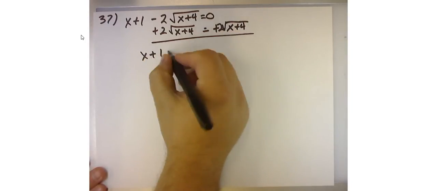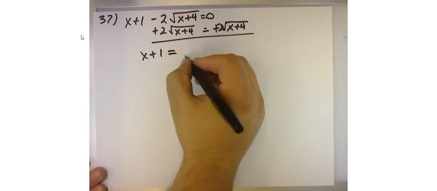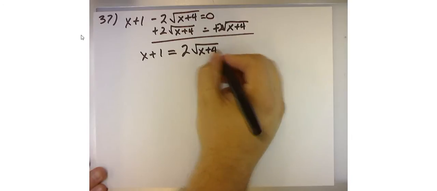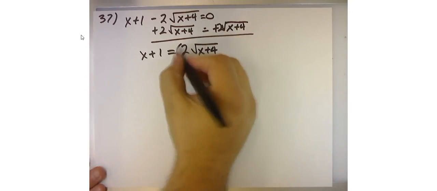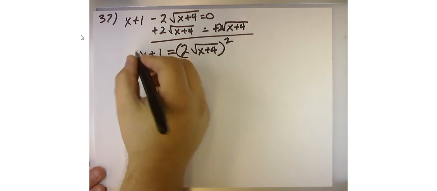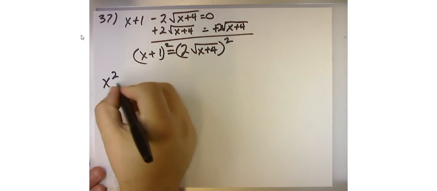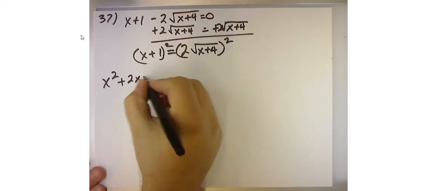So I get x + 1 is equal to positive 2 square root of x + 4. That square root symbol is giving me some problems, so I'm just going to get rid of it by squaring everything, and whatever I do on one side I have to do on the other side. So this becomes x squared + 2x + 1.